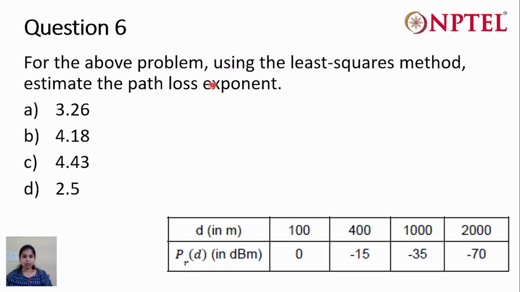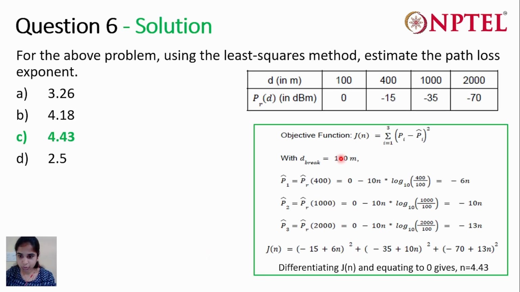For the above problem, with this tabular column, using the least squares method, estimate the path loss exponent. Let us see how to solve this. The objective or cost function is going to be the sum of (Pi minus Pi cap) the whole square. We've taken the d break distance to be 100 meters.